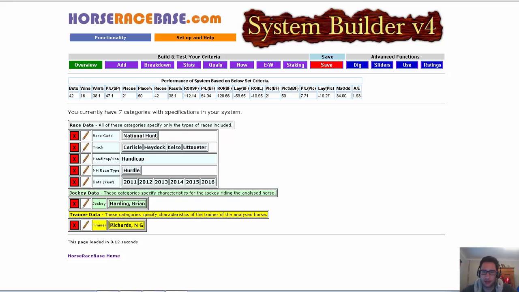So there you go, that's a good guide, 38%, so that's another little one. Brian Harding, Nicky Richards, Carlisle, Haydock, Kelso and Uttoxeter in handicap hurdles.